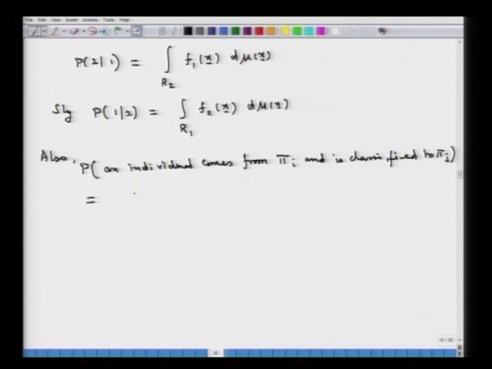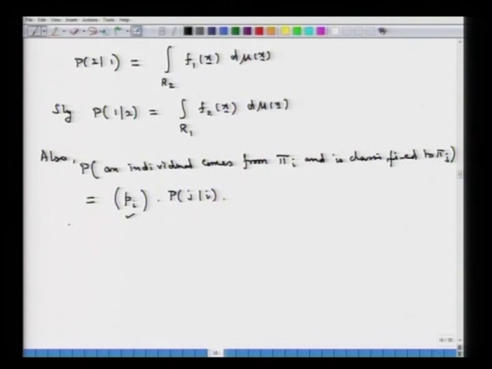So what is this going to be equal to? This is going to be equal to the probability that an individual is coming from the first population, pi I, the probability of which is this, multiplied by the probability that an individual from pi I is classified or misclassified into pi j. So this is p I, this is classified into j, so this is p j given I. So this is what we have.